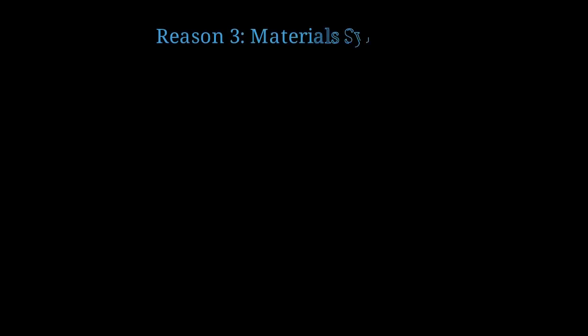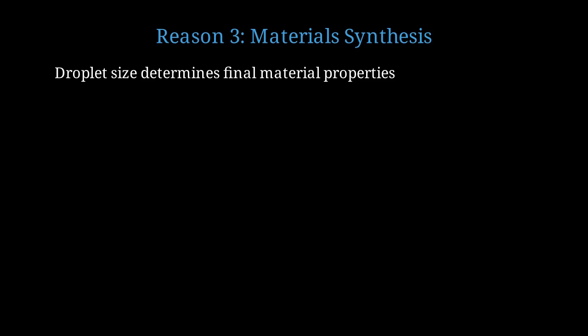Finally, let's discuss material synthesis. Emulsions are used as templates to create porous materials, microparticles, and nanostructured composites. The droplet size directly determines the pore size or particle size in your final material. If you want controlled porosity for catalysis or controlled release, you need monodisperse droplets. For example, polymer microspheres used in chromatography columns must have extremely narrow size distributions. Otherwise, you get poor separation efficiency and broad peaks.